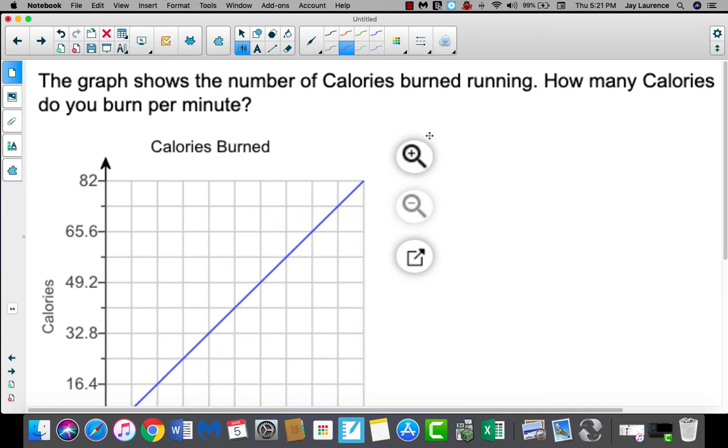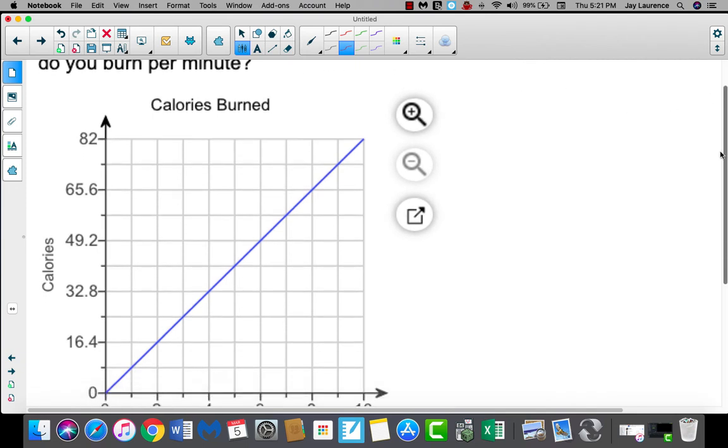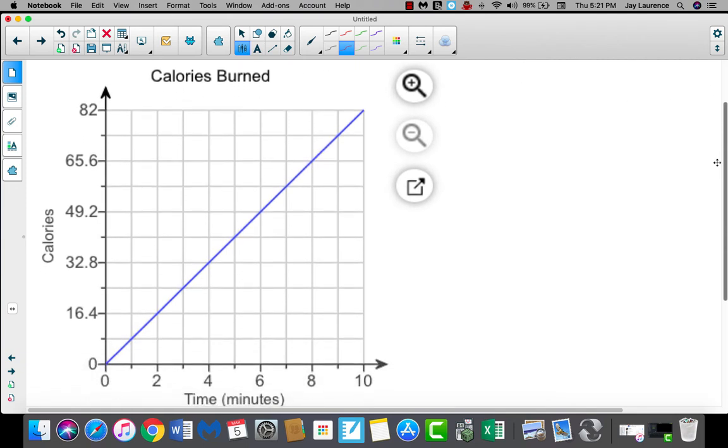Okay. This one here says the graph shows the number of calories burned running. How many calories do you burn per minute? Tell you what, I'm not going to answer this one. You are. Pause the video and see if you can figure out how many calories you burn per minute.